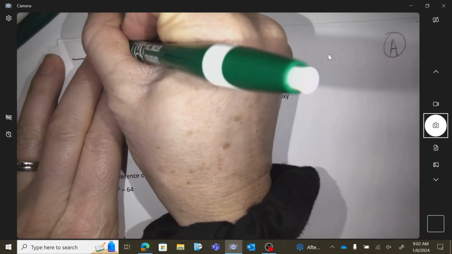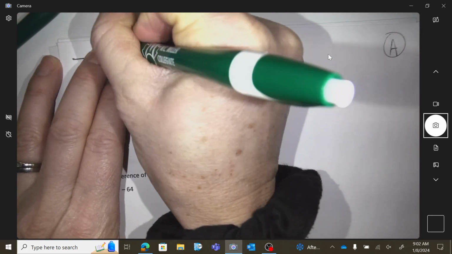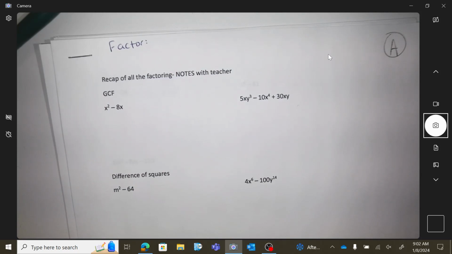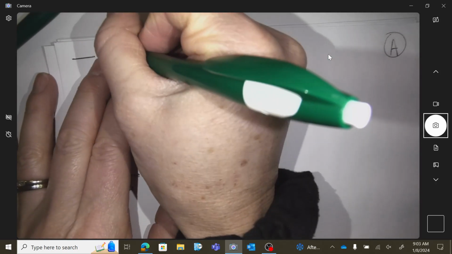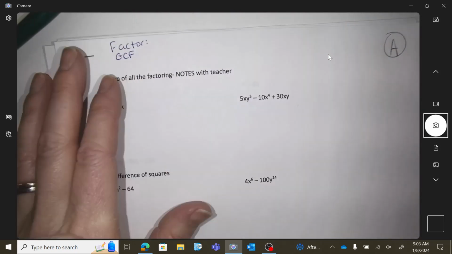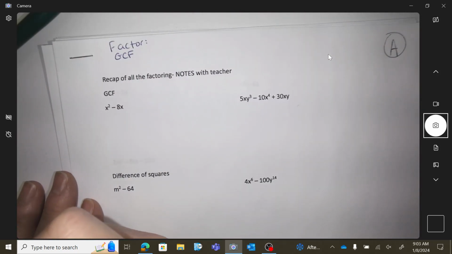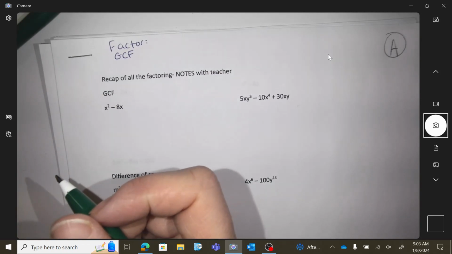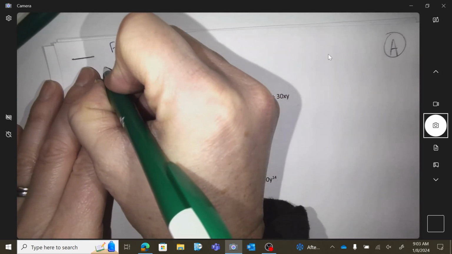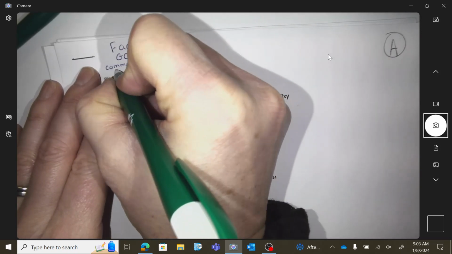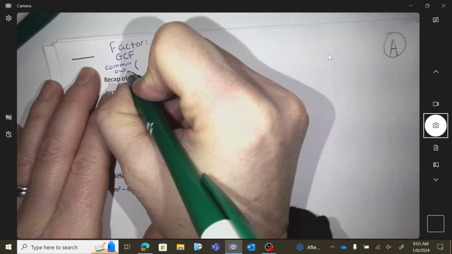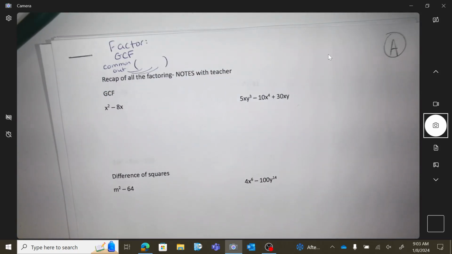Okay, so before we factor, I need you to think about the 4 names of factoring that we've learned. So you might see a hint here. The one was called GCF, greatest common factor. So that one, you're taking something common out. That's that method. Take something common out.